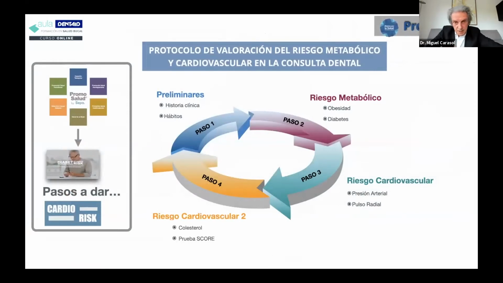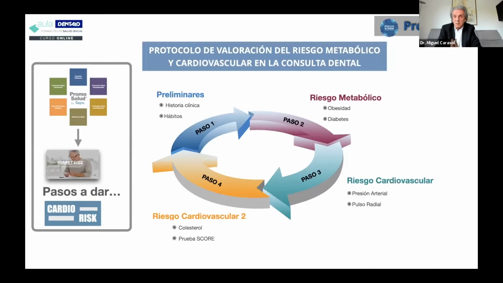Here in this circle, you can see the steps we have to take to apply a protocol for the assessment of metabolic risk and cardiovascular risk in the dental office. As you see, here we have two important groups. The assessment of the metabolic risk with a protocol which is called diabetes risk, and another one for cardiovascular risk, which is called cardio risk. These are four steps that can be taken sequentially. They can be modified depending on the features of every office or the type of patients which we see. But let's say that for didactic reasons, it's better to show it like this.